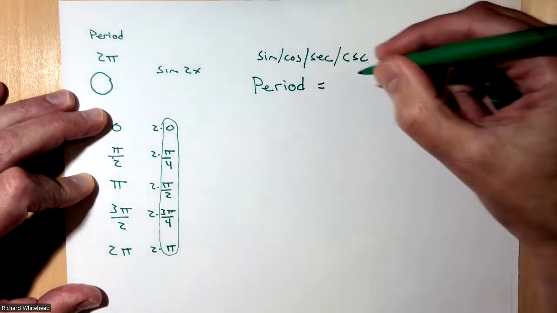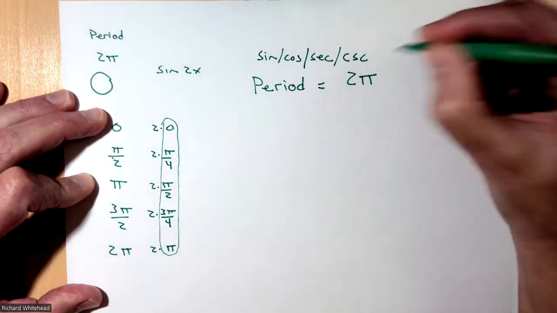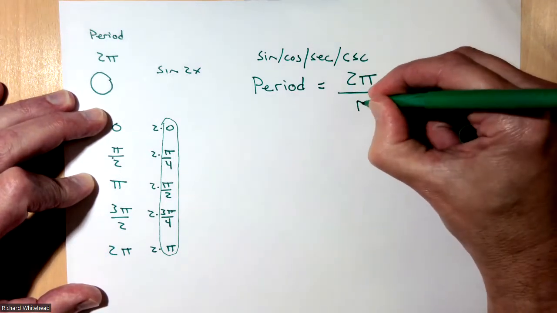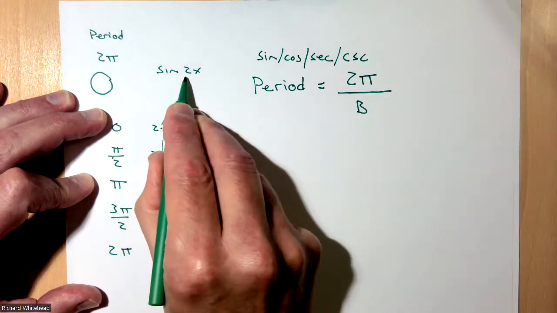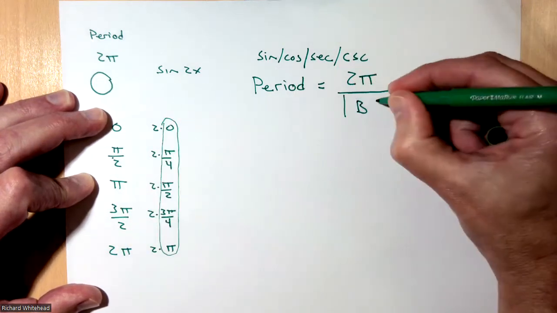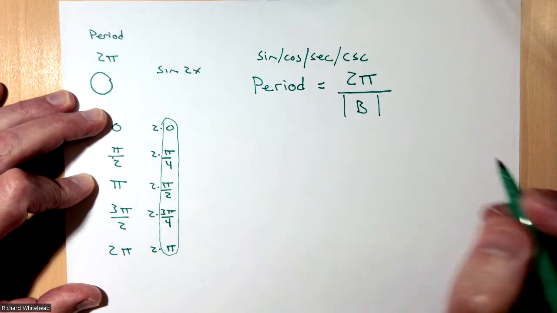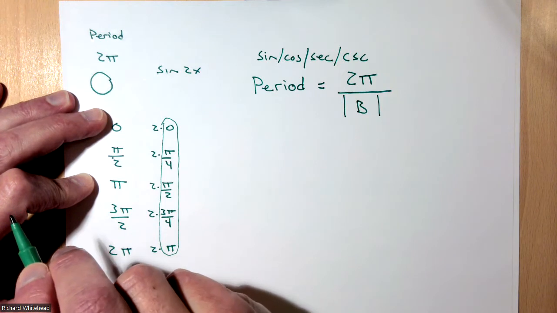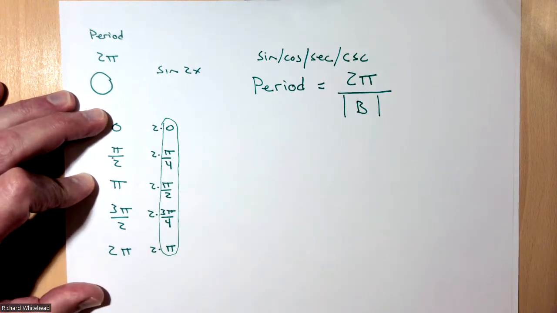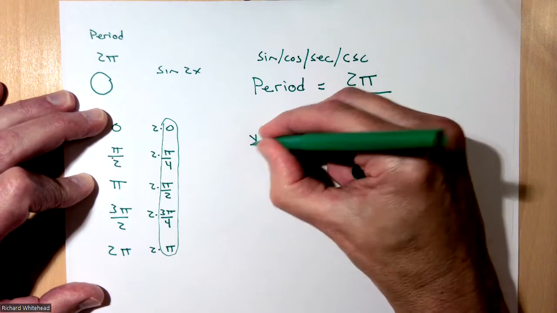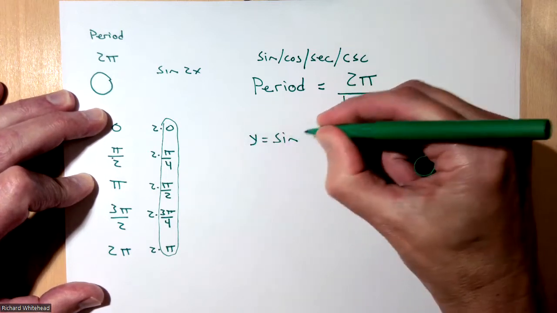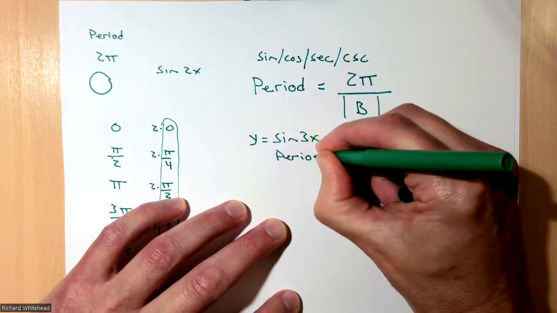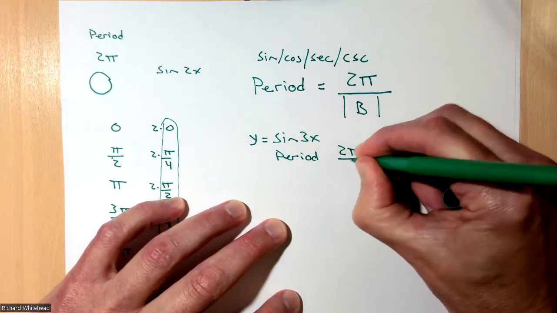So the period is 2 pi, because that's what we've been doing since we started these problems, divided by that b value, because that's what that is. Now, we say absolute value of b because it has to be positive. We're never going to give you a negative b to mess with you. So if you had something like y equals sine of 3x, then your period would be 2 pi over 3.